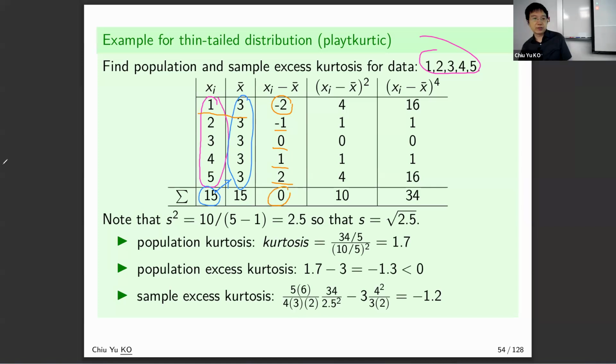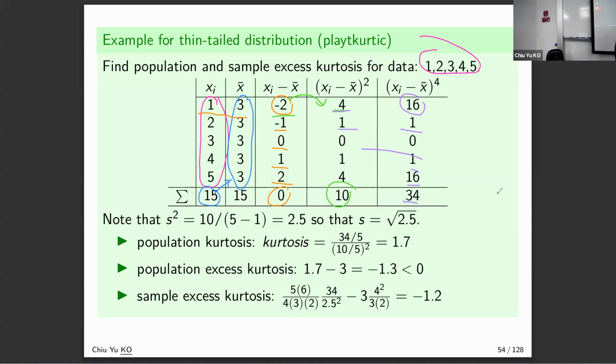That's the definition of the mean. And the fourth column is you take the square: -2 times itself is 4, and so forth. Summing up gives you 10. And for the last column, let me use maybe deep purple, you square again: 16, 1, 0, 1, 16, which sums to 34, right?